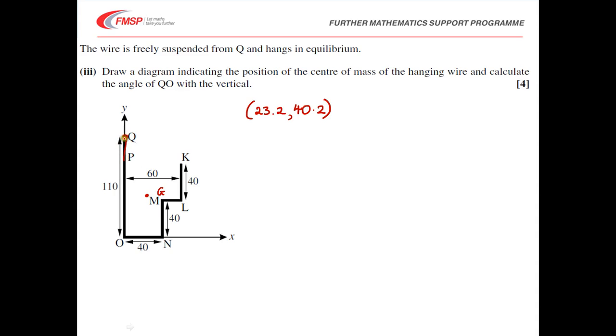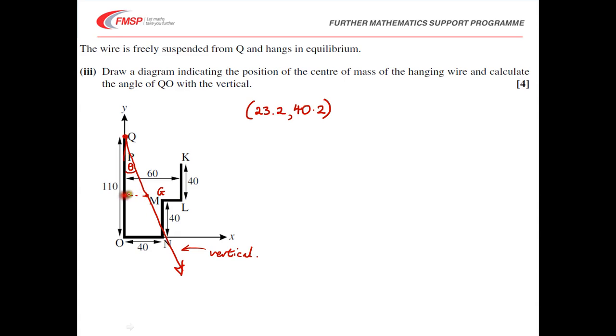that G must sit directly below the pivot point. So that line there is the vertical when it's hanging in equilibrium, which means the angle that we're looking for, that QO makes with the vertical, is going to be this angle here, theta as labelled.